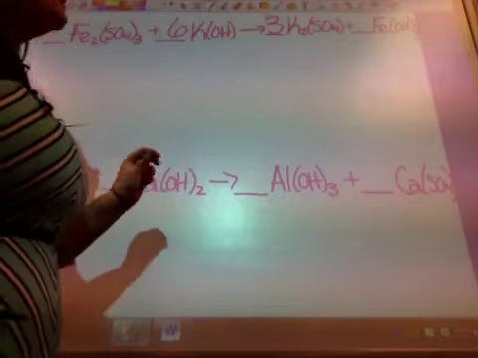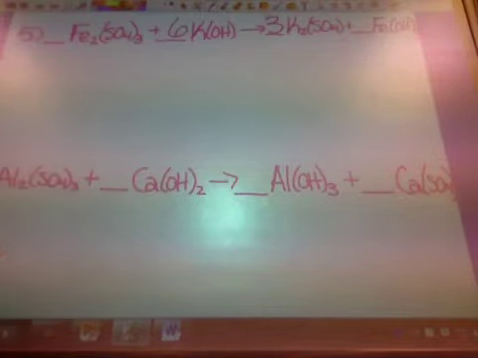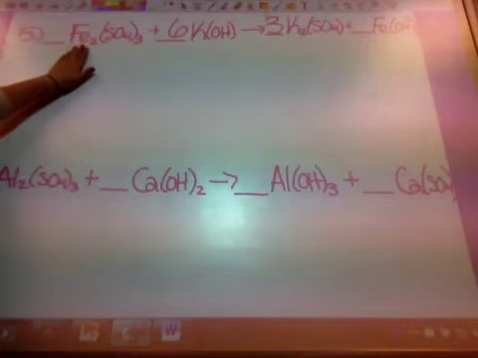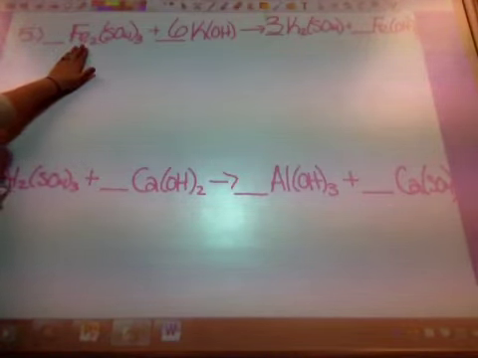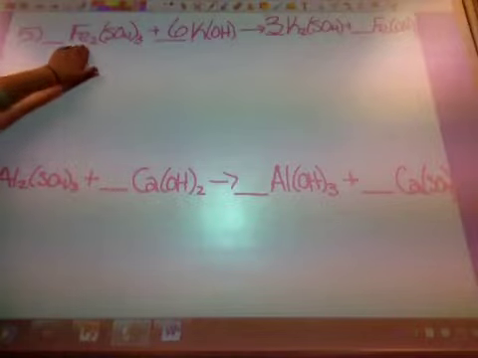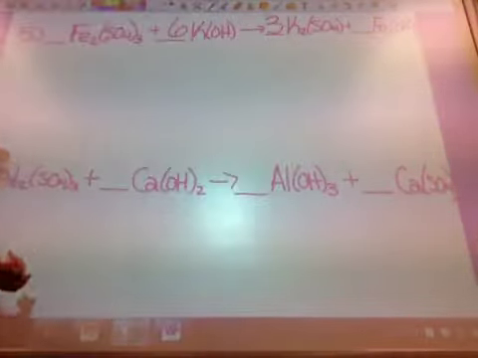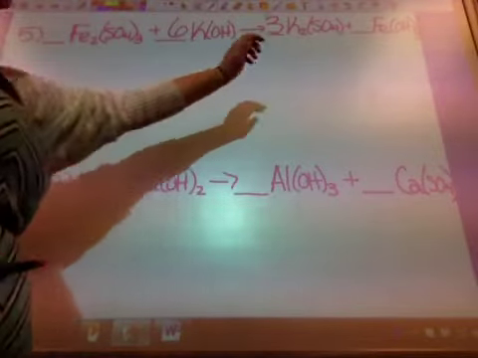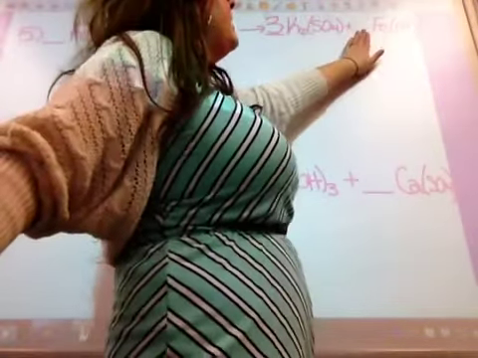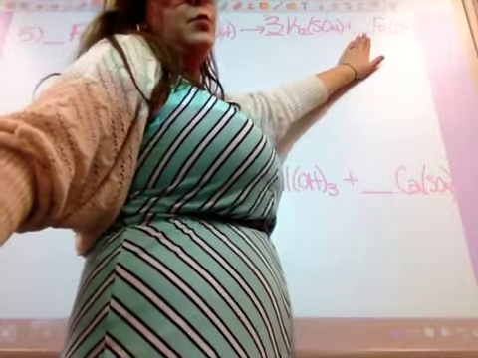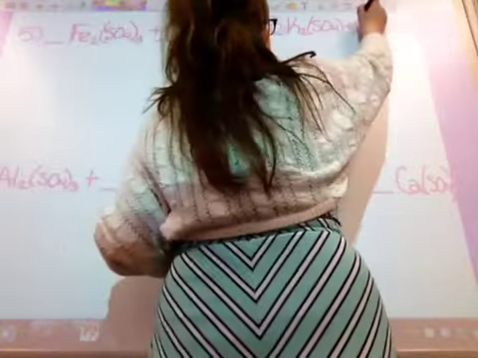I'm almost done. Let's look at iron, which is Fe. On the reactant side, how many iron do I have? I have 2. But if I look on my product side, I only have 1 iron. So if there's 2 over here and 1 over here, what number am I going to add to this one to get 2? I'm going to add a 2.